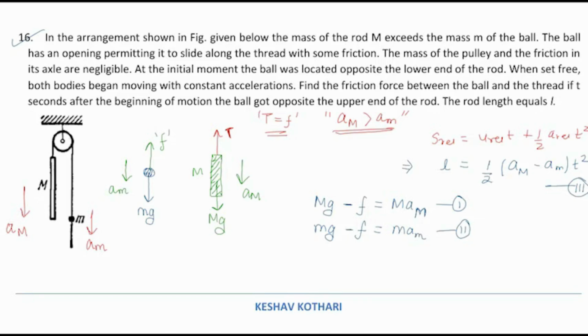Now from these equations, it is very simple for us to obtain the value of F. The question is asking us to calculate the frictional force. On solving, we obtain that F is equal to 2 L capital M small m upon (M minus m) t squared. This is how we obtain the value of the frictional force for this problem. It is important to note here that both the masses are moving in the downward direction, and the relative acceleration is equal to the acceleration of capital M mass minus the acceleration of small m mass.